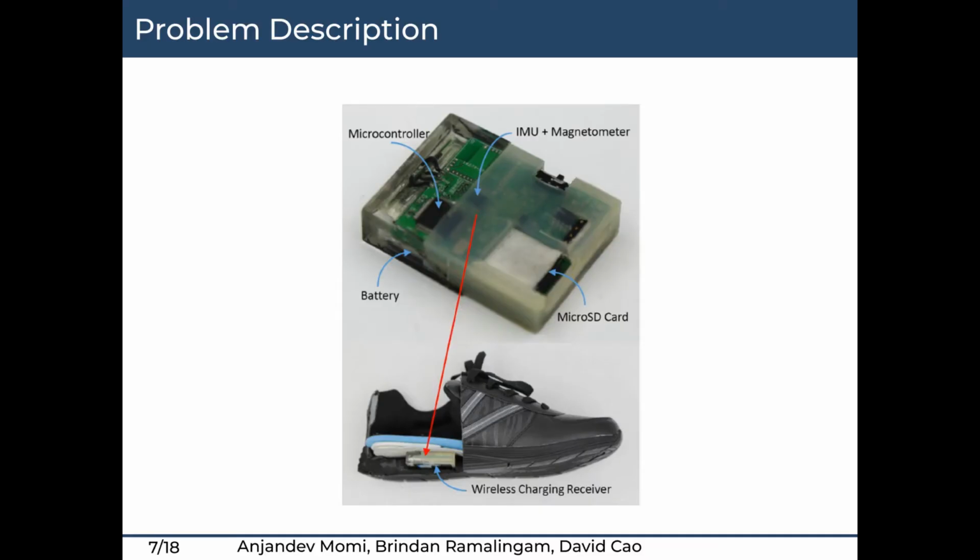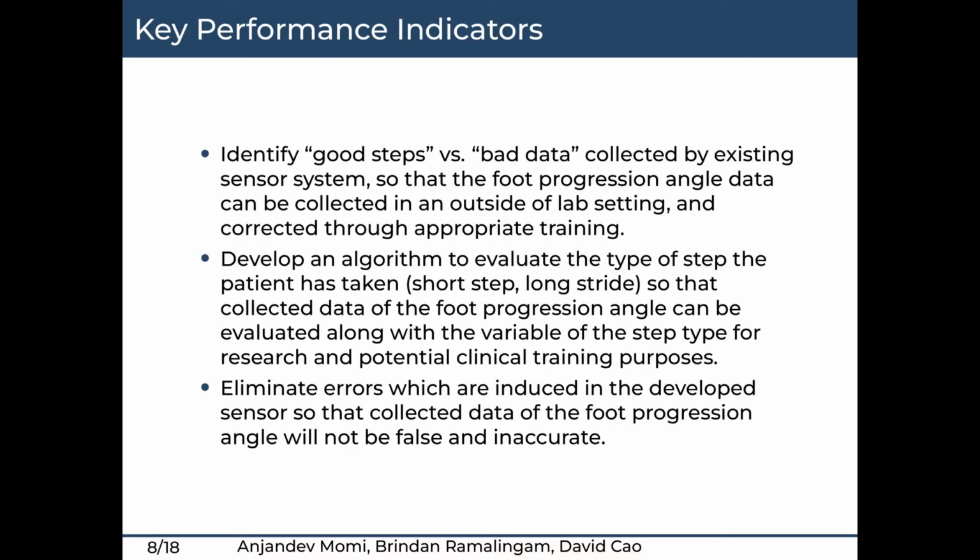The lab has developed a wearable sensor shown in the picture to calculate the foot progression angle, which can be found without the patient being in the lab. Our goal is to use the data from the sensor to develop algorithms to differentiate linear walking that we classify as good steps from nonlinear walking classified as bad steps. The key performance outcomes are as follows: identify good steps versus bad data, develop an algorithm to evaluate types of steps, and, if time permitting, eliminate errors induced by the sensor such as magnetic interference.